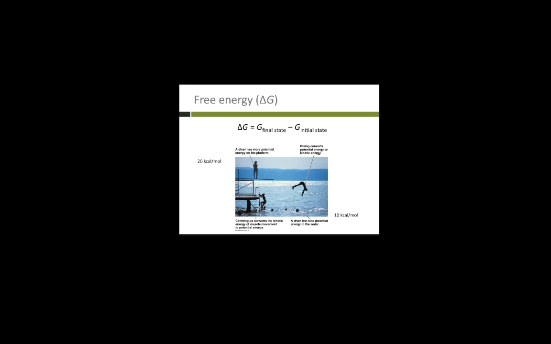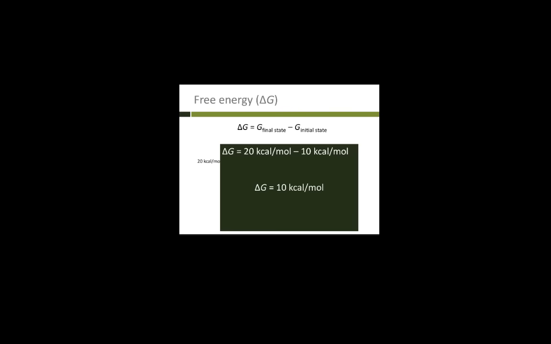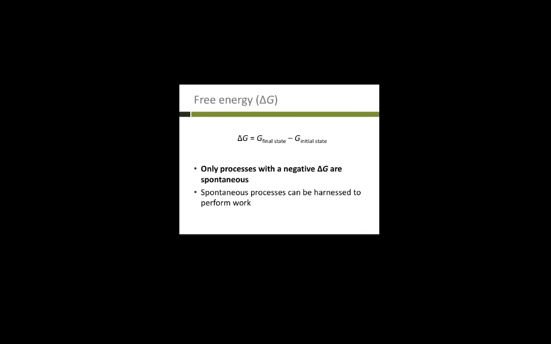To calculate delta G, you'd have to take the energy of the final state and subtract the potential energy of the initial state from it. This looks like this. In this scenario, delta G is positive. So what do we need to remember from this? Only processes with a negative delta G are spontaneous.